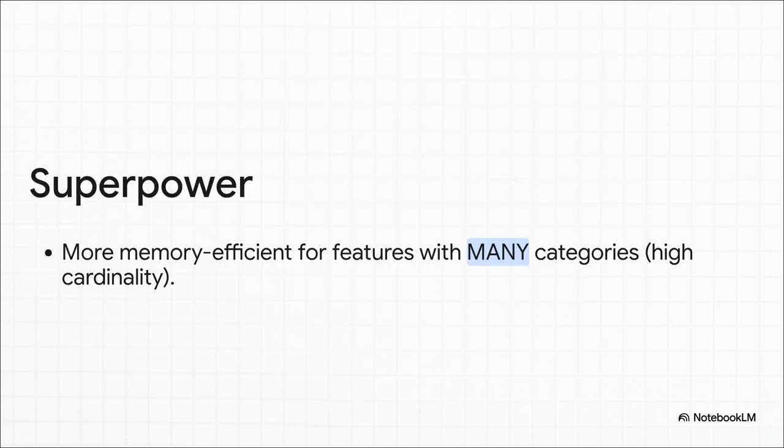It's all about efficiency. If you have a feature with a ton of unique categories, what we call high cardinality, a one-hot encoder would create a ridiculous number of new columns. Binary encoding keeps your data much, much smaller and easier to work with.